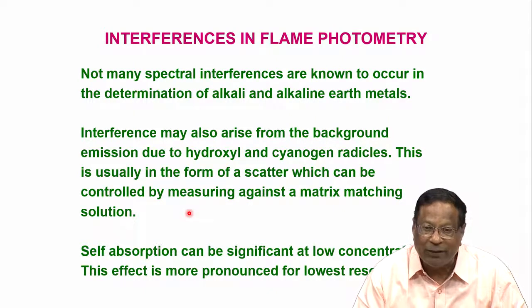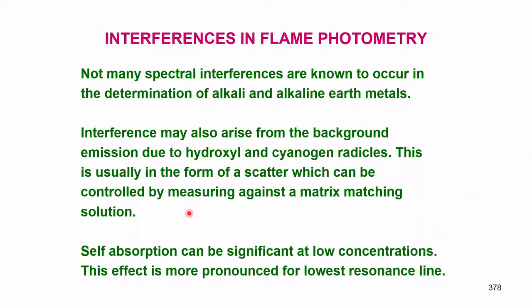Obviously, there will be interferences, but not many interferences are known to occur in the determination of alkali and alkaline earth metals. So, it is almost a specific system. Interference may also arise from the background emission due to hydroxyl and cyanogen radicals. This we have seen earlier while we were discussing atomic absorption. This is usually in the form of a scatter which can be controlled by measuring against a matrix matching solution.